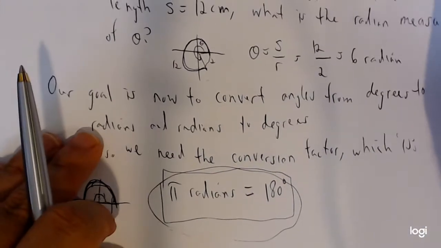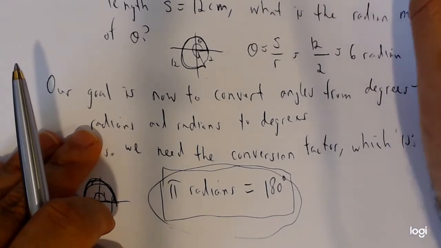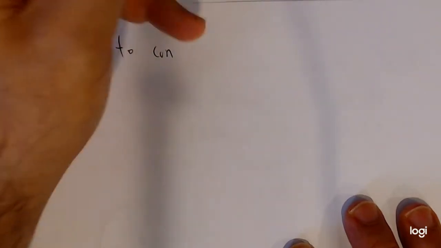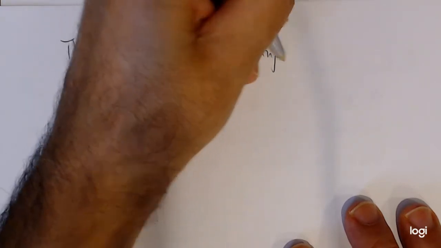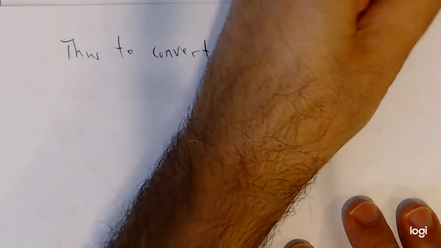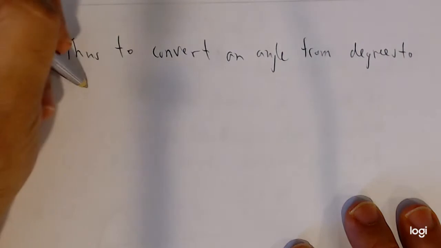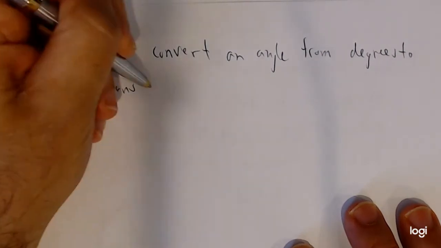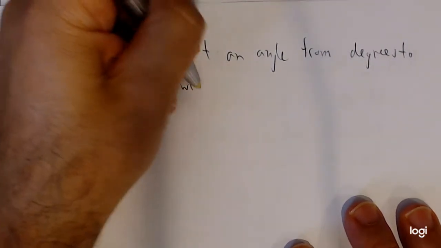So now let me go on to the next page. The conversions should not be difficult. Thus, to convert an angle from degrees to radians, we will do the following.